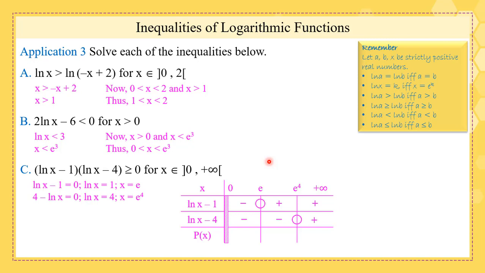We deal with ln x as if it were an x. Now this is a 0, this is another 0, and then we have plus, minus, plus the product. We need the answer to be greater than or equal to 0, and x will belong to 0, e union e to the power 4, plus infinity.